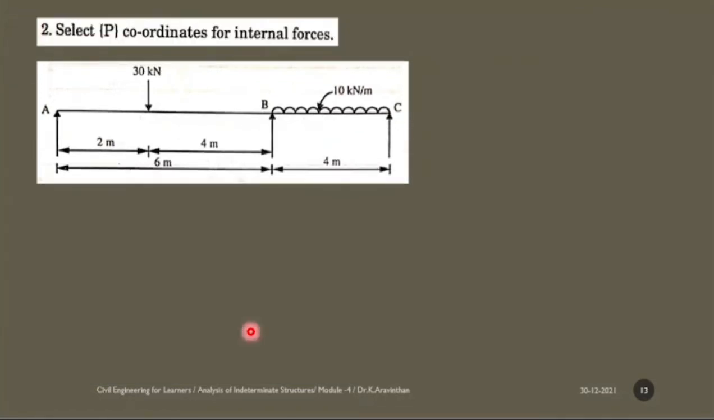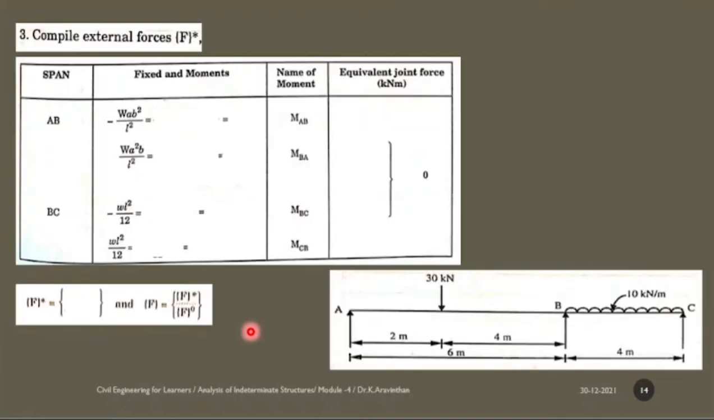Okay. Next, step 2. Select primary coordinates for internal force. That is P matrix, which is select primary coordinates. And step 3 is compiling the external force, that is F star. First you have found out F naught, now you have to find F star. What is F star? External force which is acting in the structure.